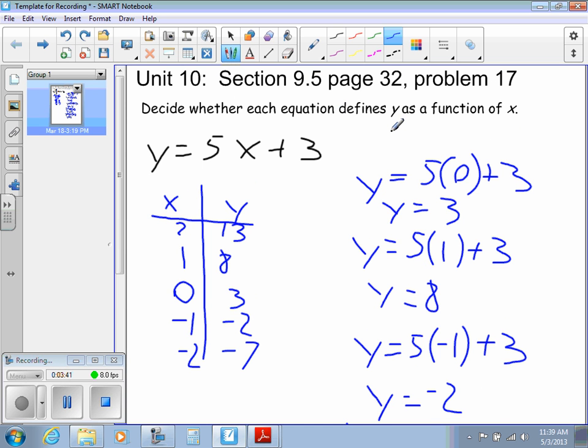So does it define y as a function of x? And the answer is yes.